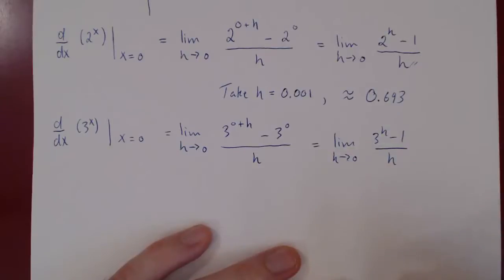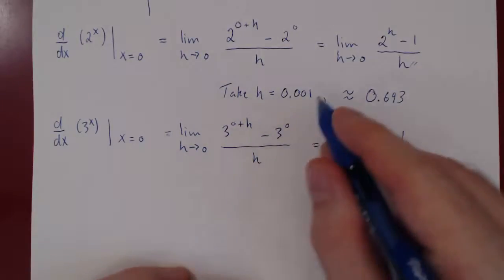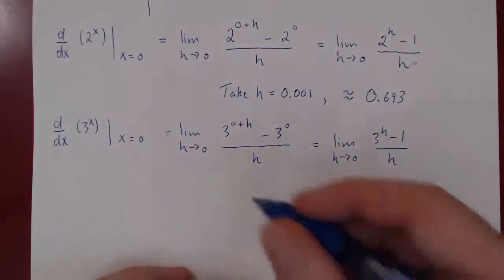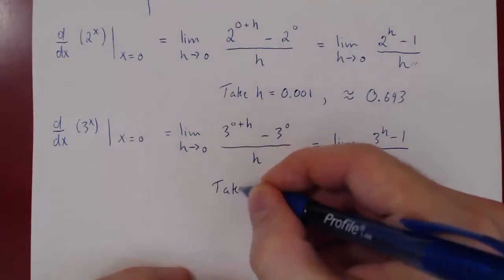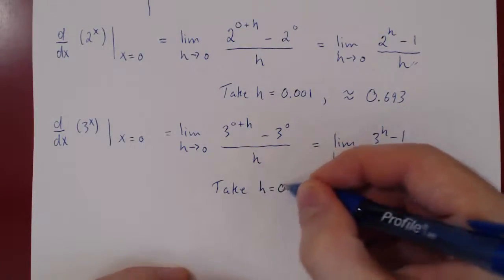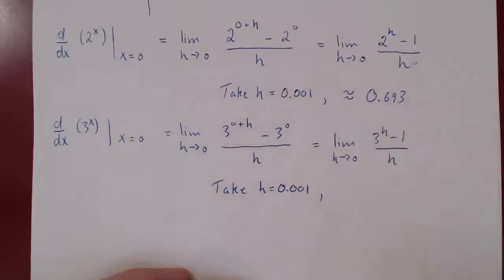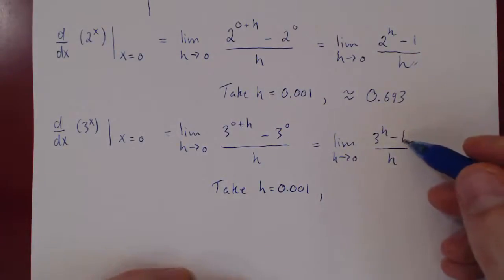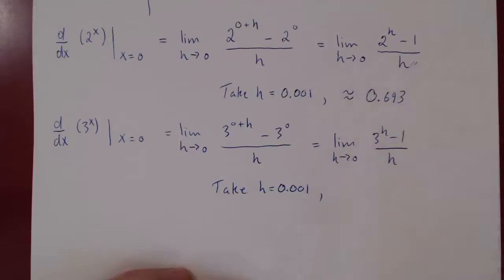So once again, we have a 0 over 0 case. So we'll take the same value of h, 0.001, and then we'll plug it in. We won't get the exact slope at 0, but we'll have an approximate slope. So using your calculator, 3 to the 0.001 minus 1, divided by 0.001, gives you approximately 1.099. You can round up to 1.1.